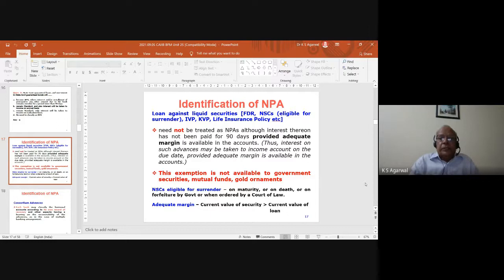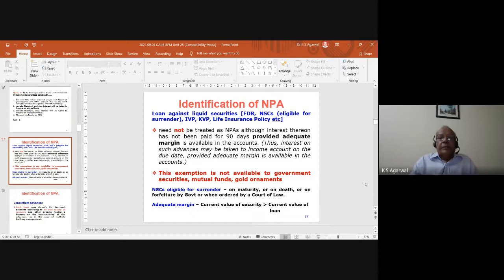When the NSC becomes eligible for surrender on maturity or on death of the NSC holder or on forfeiture by government or when ordered by a court of law. Only these 4 conditions are there. Under any one of these conditions, this NSC will become eligible for surrender. So when we make an advance against such securities, they need not be treated as NPA, although interest thereon has not been paid for 90 days, provided adequate margin is available.